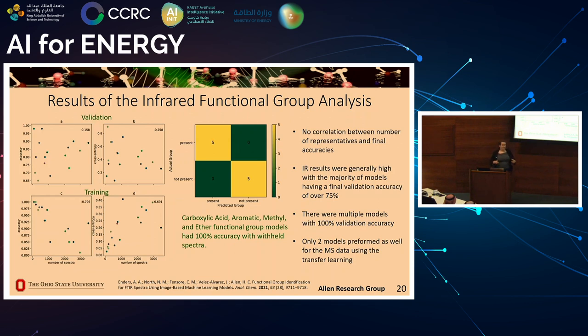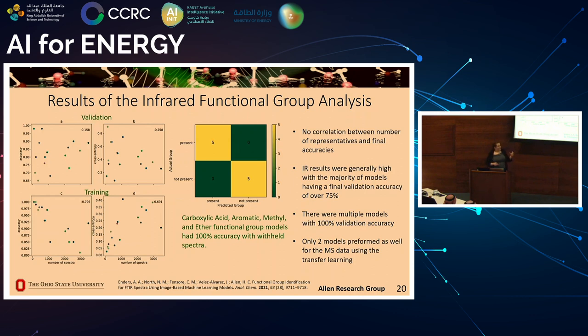There's more variation when we look at functional group to functional group. They're all going to have their own different signatures. And those signatures' ability to be described through these processes proves to be more important than the number of representatives that we have at this scale. And so we actually had a few different functional group classifications that we were able to get 100% accuracy on our final withheld test data.